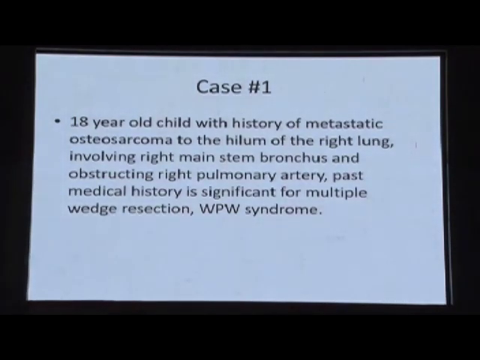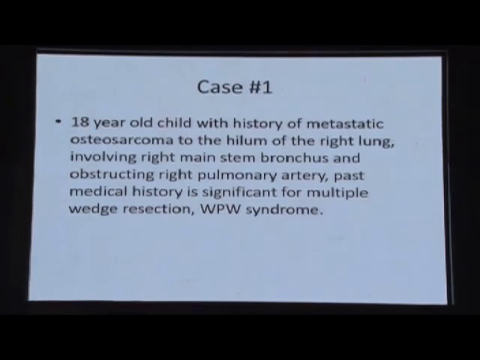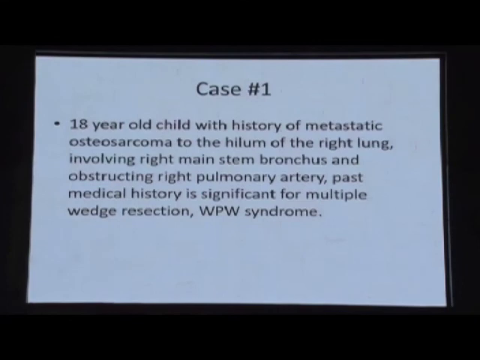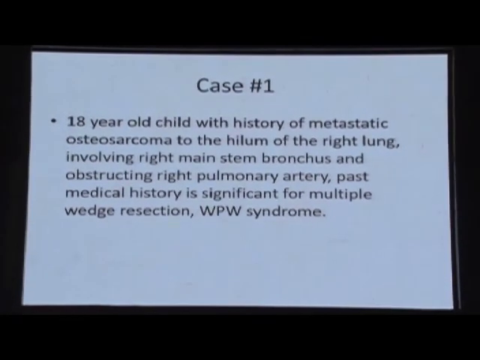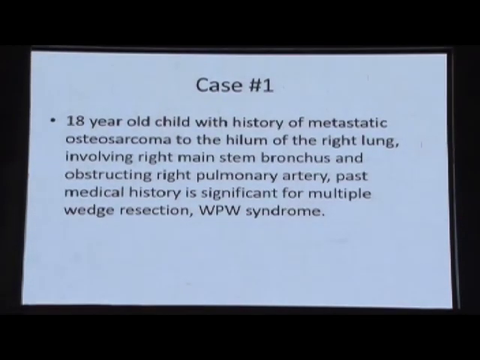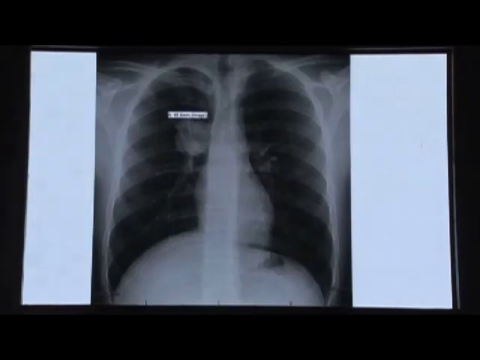I'm going to start with case number one, an 18-year-old child with a history of metastatic osteosarcoma to the hilum of the lung, involving the right main stem bronchus and obstructing the right pulmonary artery completely. The patient had a past medical history significant for multiple wedge resections. One important thing the patient had was WPW syndrome, and that was one of the concerns we had as far as cardiac problems were concerned.